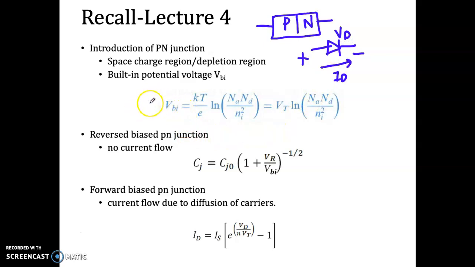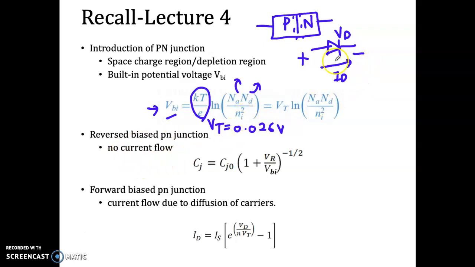Number one, the term is the built-in potential. What is the built-in potential? The minimum energy required to pass the depletion region. It depends on what we call the thermal voltage, V thermal. At room temperature, your VT will be 0.026 volt. This is acceptor, this is donor from N type, this is from P type, and this is from intrinsic.